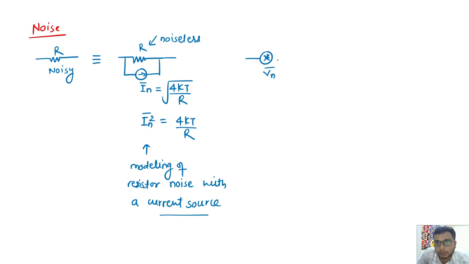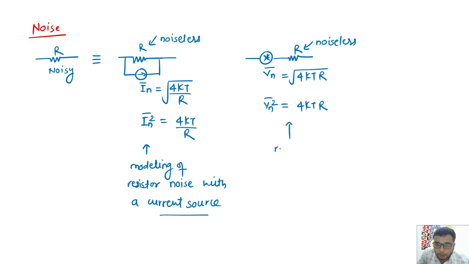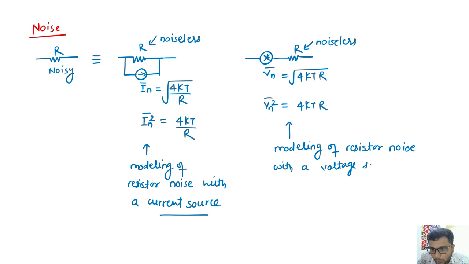So if I call this a noise voltage, and this is my noiseless resistor, now this is noiseless. So what is this Vn? Vn is nothing but the square root of 4kTR, and the mean square value for this noise voltage is 4kTR. This I call modeling of resistor noise with a voltage source.